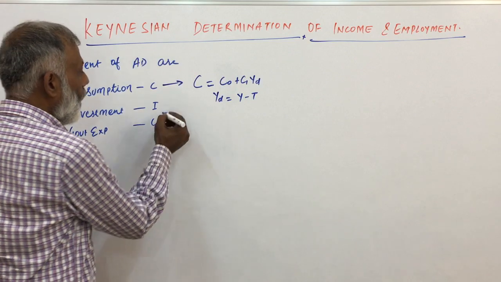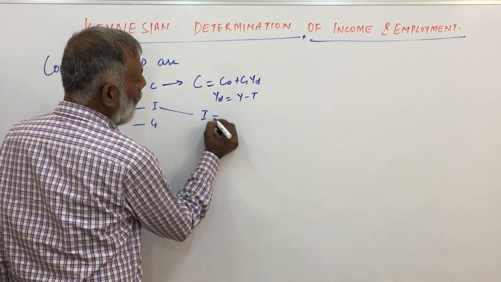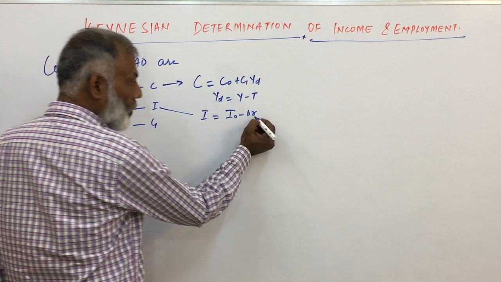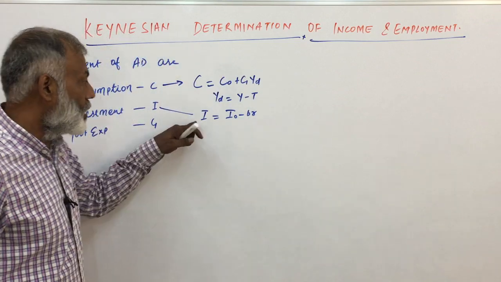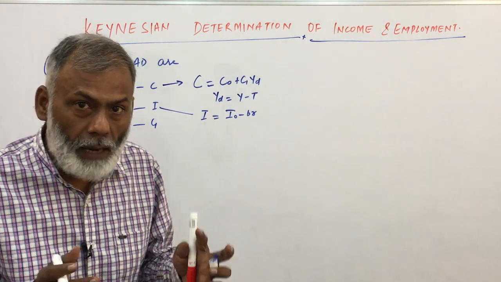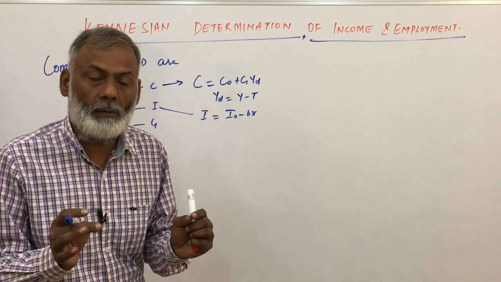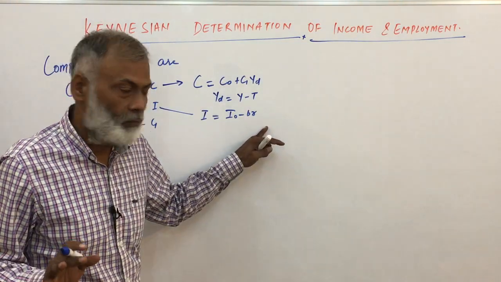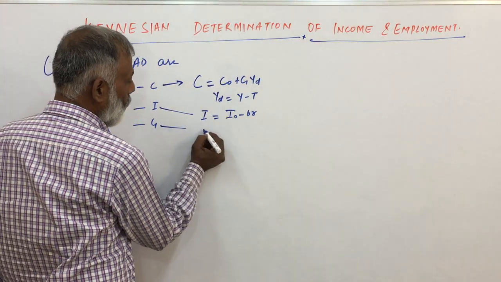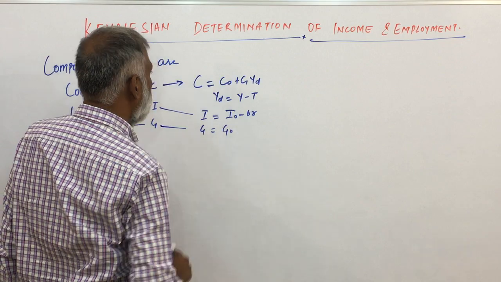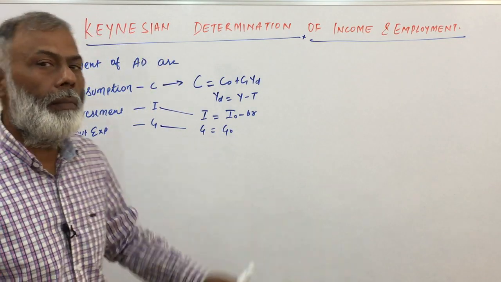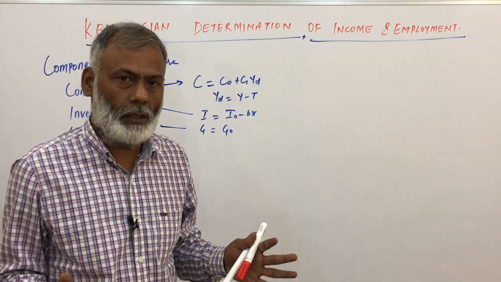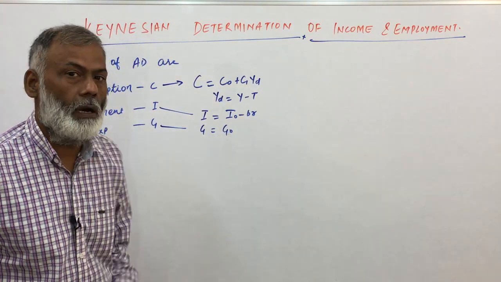Now, investment. According to Keynes, investment is the inverse function of the rate of interest. That is, as the rate of interest increases, investment decreases. But for the time being, we will take it as autonomous, that is, not affected by the rate of interest. Now, the government expenditure according to Keynes, G equals G0. However, G may be affected by your national income, how well the economy is doing. There are various factors with which this G will be affected.